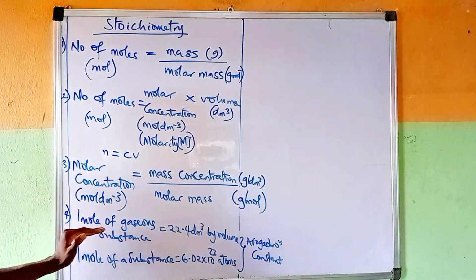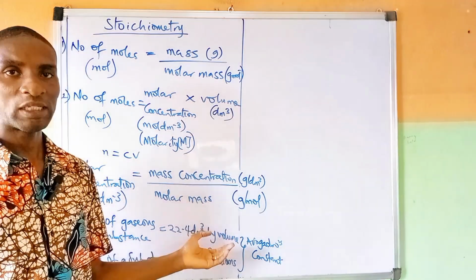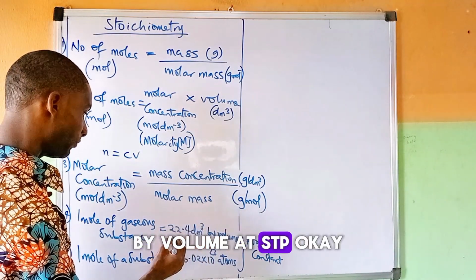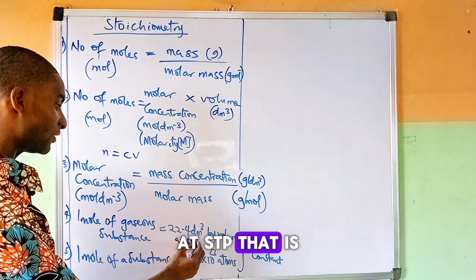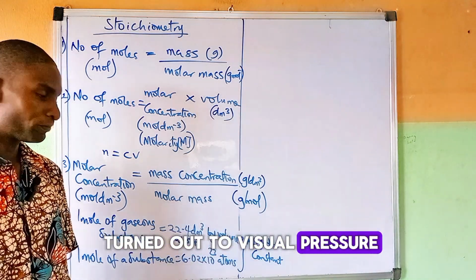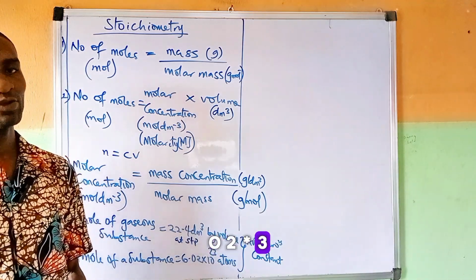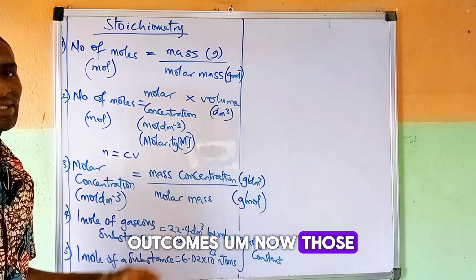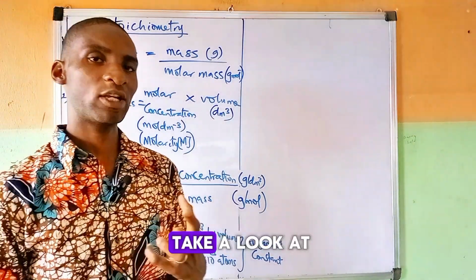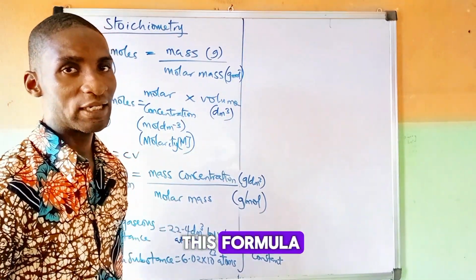And then you have 1 mole of gaseous substance equals 22.4 dm cube by volume at STP. Okay? At STP, that is standard temperature and pressure. And then 1 mole of the substance has 6.02 times 10 to the power 23 atoms. Now, those are the equations. Now we are going to take a look at how we can apply these equations.